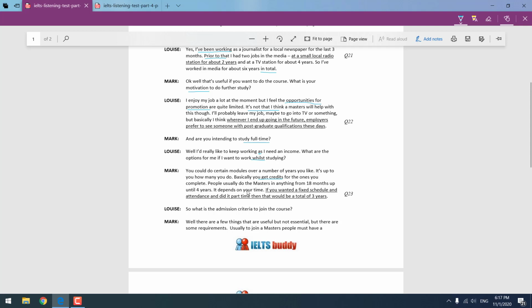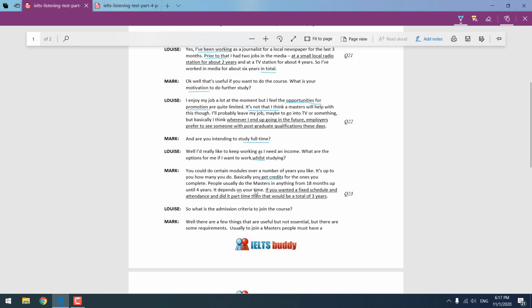If you wanted a fixed schedule, that's a useful word, actually a collocation: fixed schedule or a flexible one. An attendance and did it part-time, then that would be a total of 3 years. A total of 3 years. You can see how the word total is being used. So what is the admission criteria to join the course?